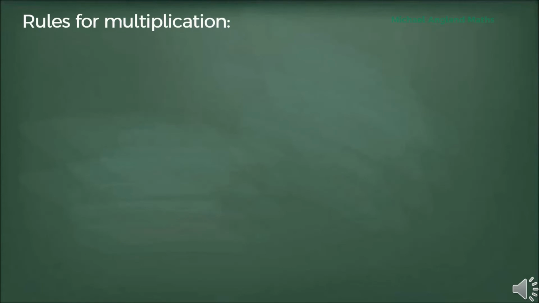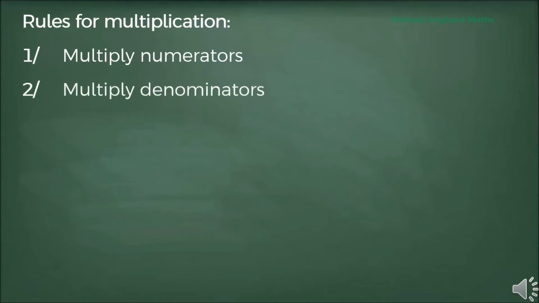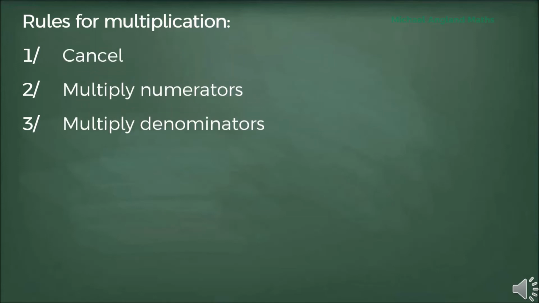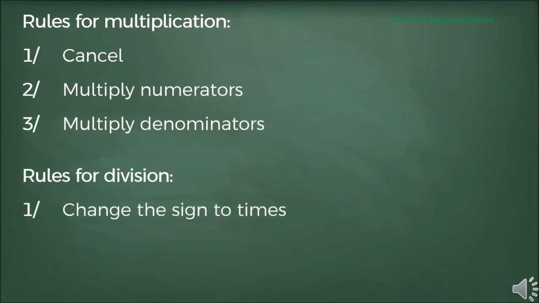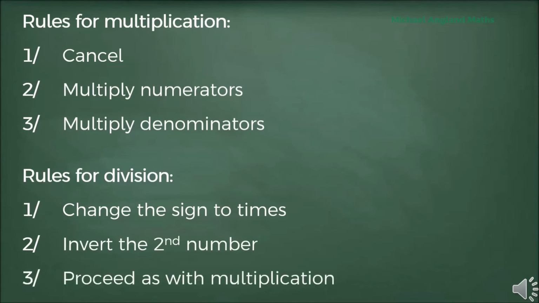Final rehash, rules for multiplication. 1. Multiply numerators. 2. Multiply denominators. 3. Cancel. But recall that we can do the cancelling first to simplify multiplication. Rules for division. 1. Change the sign to times. 2. Invert or flip the second number. 3. Proceed as with multiplication above.